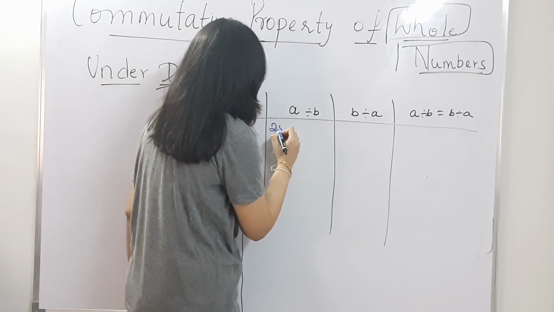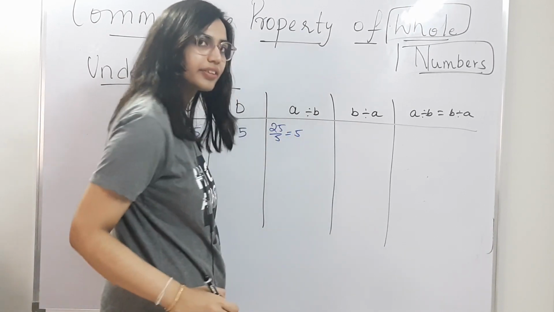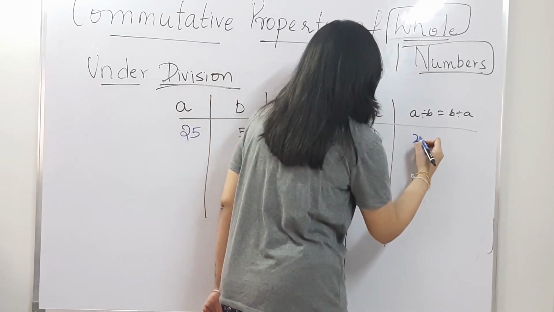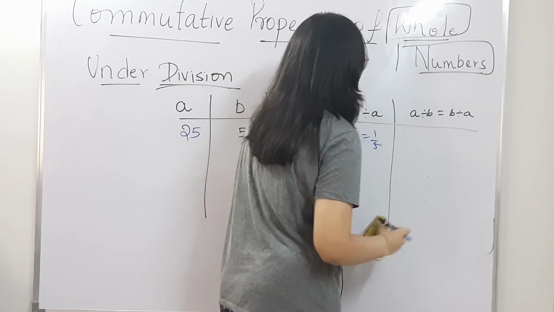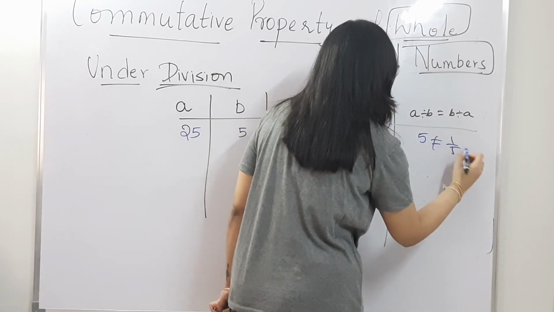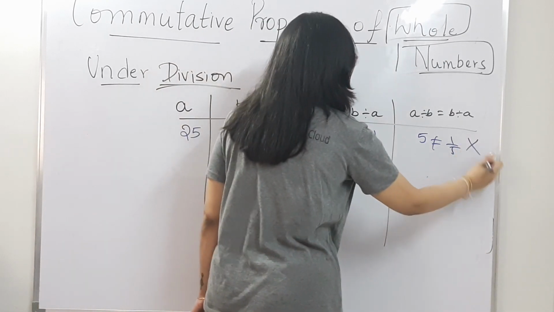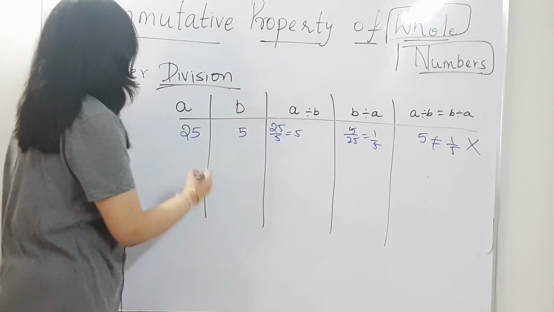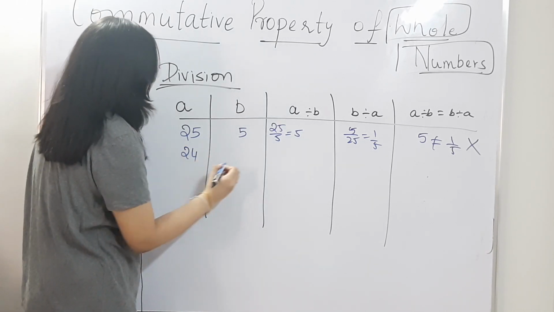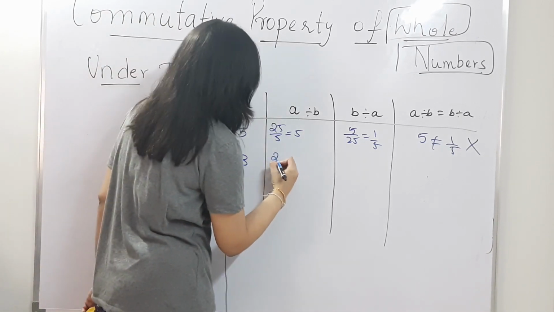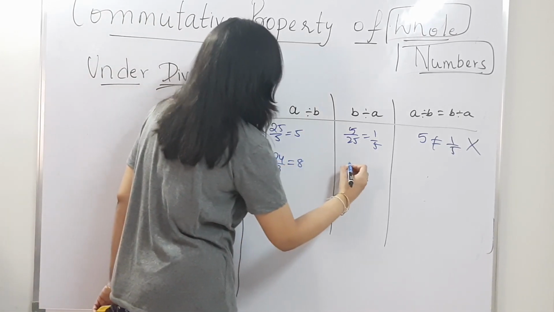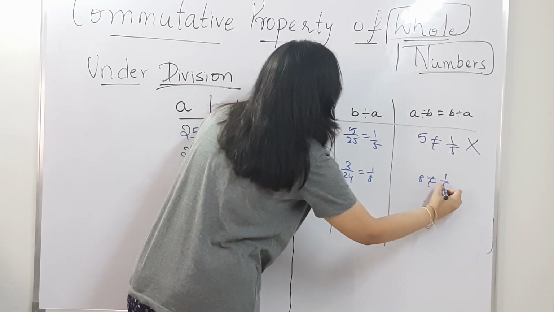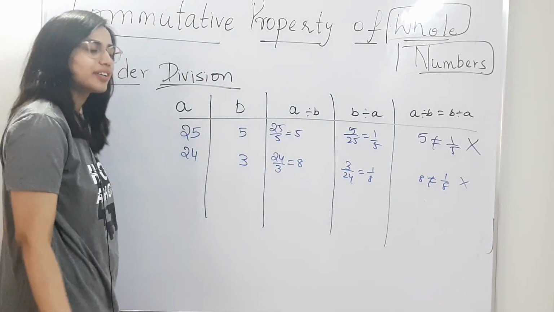Okay, what is 25 divided by 5? You get 5, right? But what is 5 divided by 25? You get 1 by 5. So 5 is not equal to 1 by 5. Am I right? So this is not satisfied for whole numbers. Next, suppose I take 24 and 3. Same case with this. 24 by 3 is 8. 3 by 24 is 1 by 8. So 8 is not equal to 1 by 8. It is not satisfied.